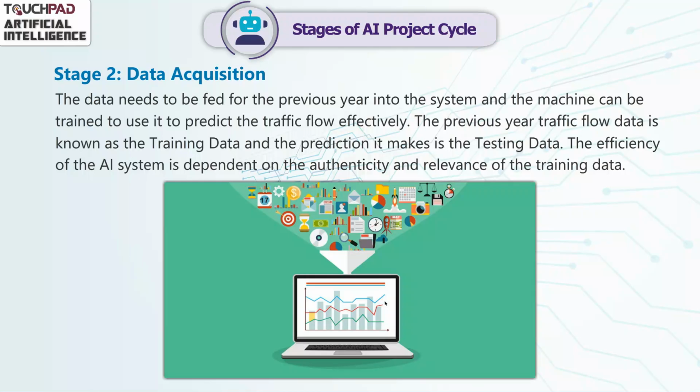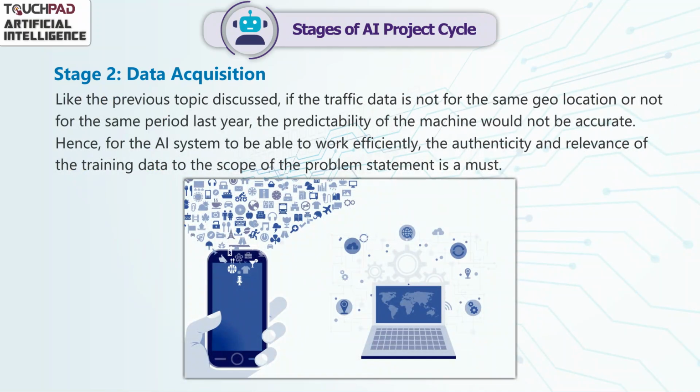The previous year traffic flow data is known as training data, and the prediction it makes is the testing data. The efficiency of AI system is dependent on the authenticity and relevance of the training data. Like the previous topic discussed, if the traffic data is not for the same geolocation or not for the same period last year, the predictability of the machine would not be accurate.